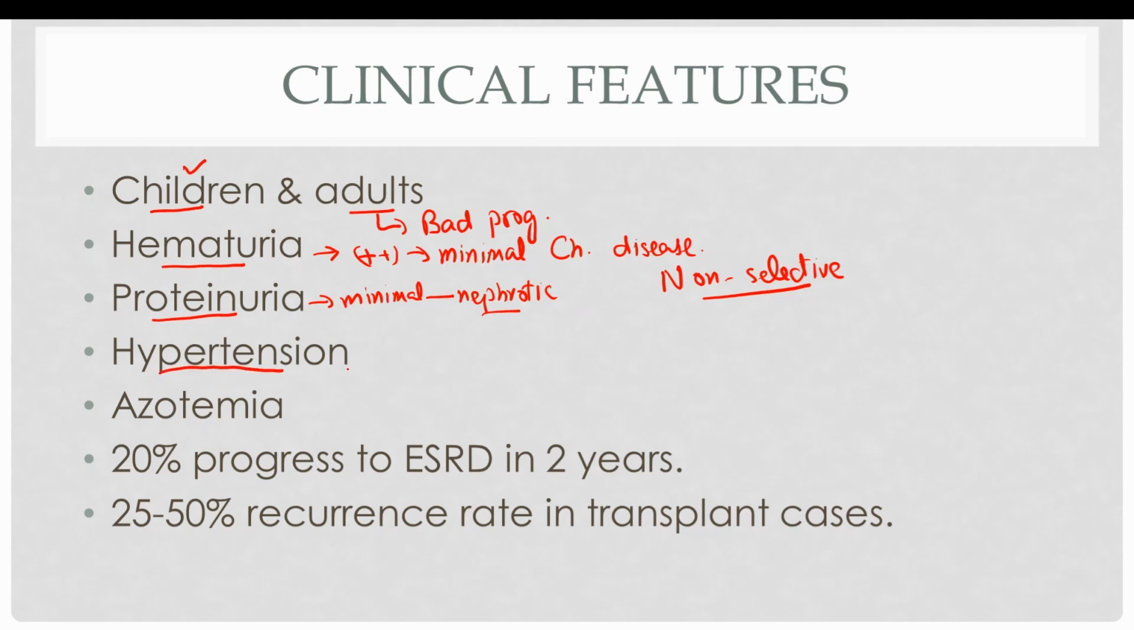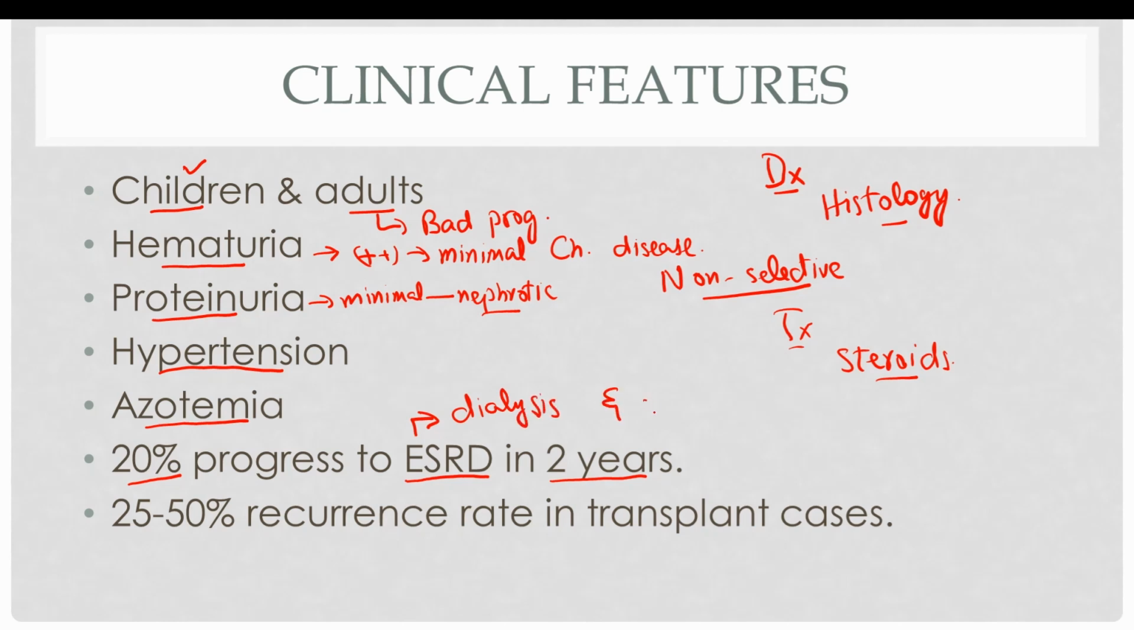Hypertension is also present due to the hyalinosis of afferent arterioles, and these patients also present with azotemia. The diagnosis is on the clinical signs and histology report of the biopsy, and treatment is with immunosuppressants such as steroids. 20% of the cases of FSGS progress into end-stage renal disease within 2 years of the onset, which means they need dialysis and renal transplant. So in 25 to 50% of the transplant cases, recurrence has been noted, which indicates the involvement of unknown circulating factors in the blood.